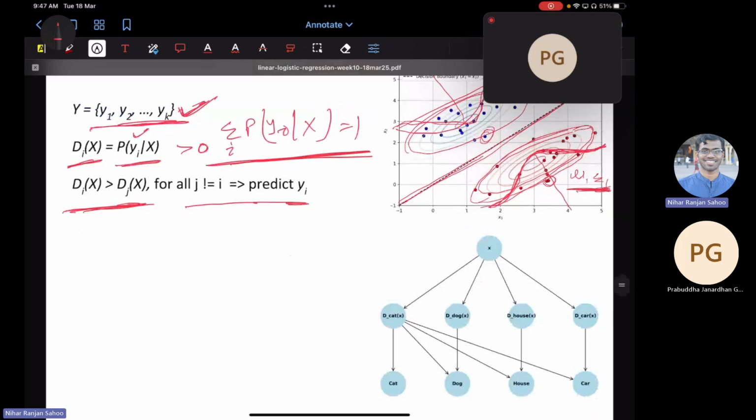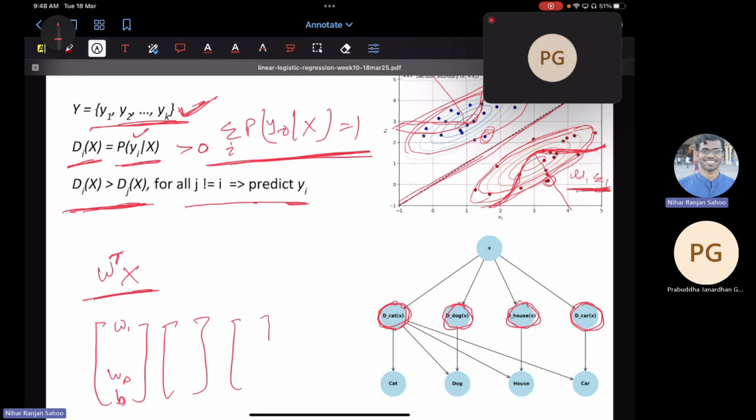So in K classes, if you see here, this is also another diagrammatic representation of how we make decisions. If we have K classes, the model will learn parameters corresponding to each of the classes on the line, right? Yesterday we only discussed W transpose X, where W was a single column vector, having W1 to WP, and there is another bias term, right?